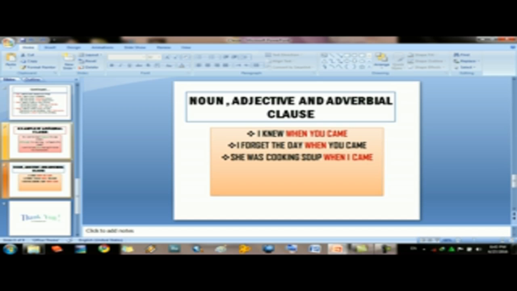The last one is: she was cooking soup when I came. "When I came" is an adverb of time of the sentence. So the last one is an adverbial clause.